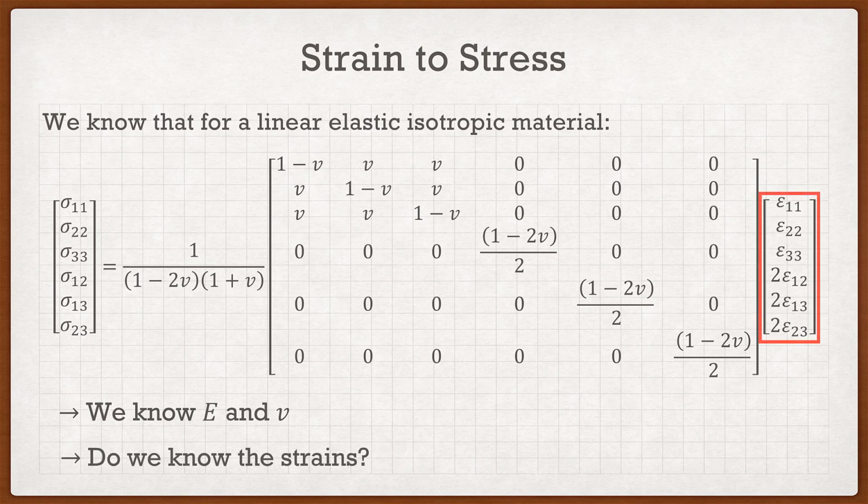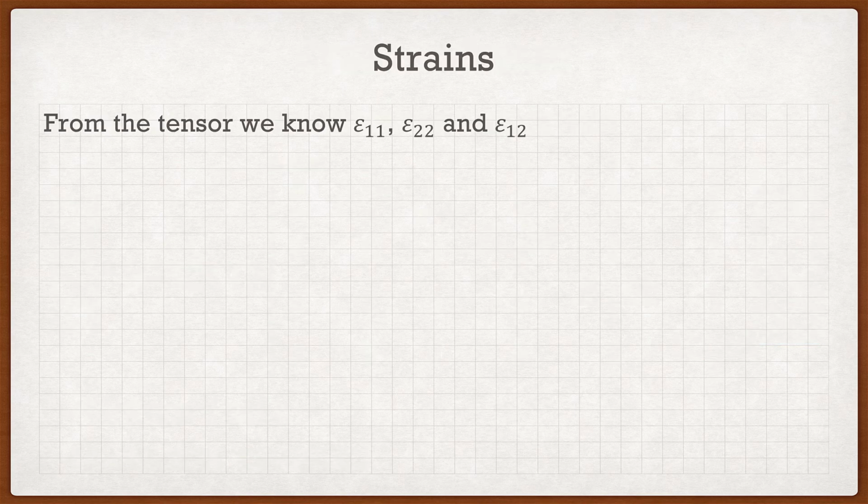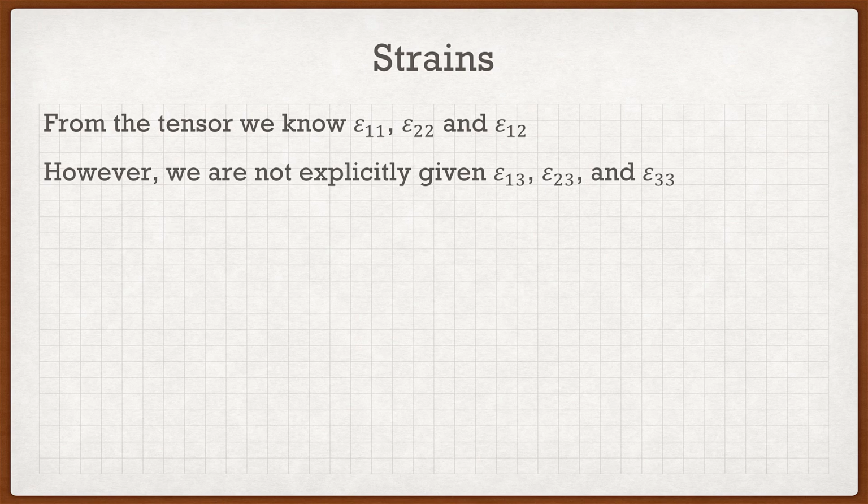However, do we know these strains? From the question, we do know epsilon 1,1, epsilon 2,2, and epsilon 1,2. However, as I said, we know nothing about epsilon 3,3, epsilon 1,3, or epsilon 2,3. So the question is, what do we do? Again, we know epsilon 1,1, 2,2, and 1,2, but we're not explicitly given 1,3, 2,3, and 3,3. So what do we do?